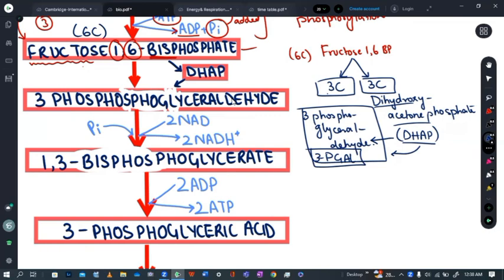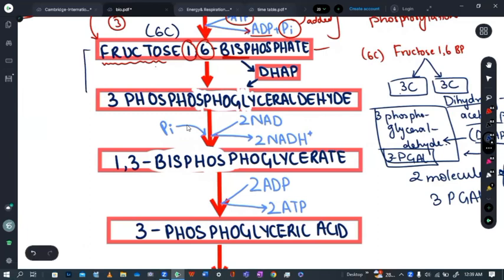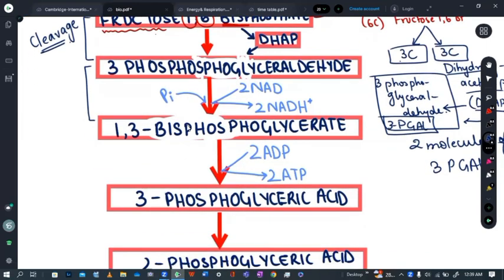So here in this step, we have 2 molecules of 3-phosphoglyceraldehyde. This stage, in which fructose 1,6-bisphosphate is broken down into 2 molecules containing 3 carbon atoms each, is known as cleavage. Then proceeding to the next step, what is happening here is 3-phosphoglyceraldehyde.